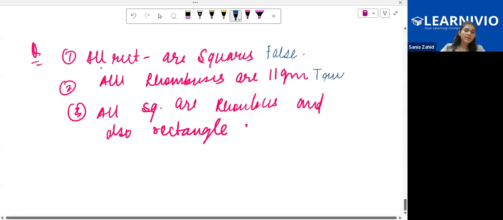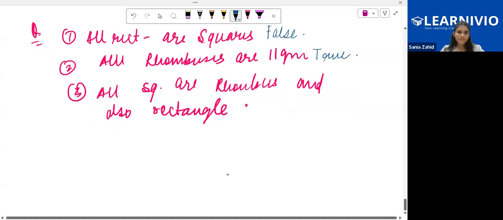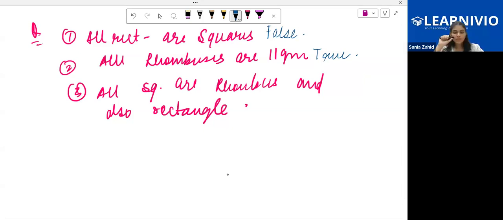That's a true statement. Next, we have all squares are rhombus and also a rectangle. True. See what happens: the properties of a square are basically the properties of a parallelogram plus rectangle plus rhombus, as I told you in the previous section.